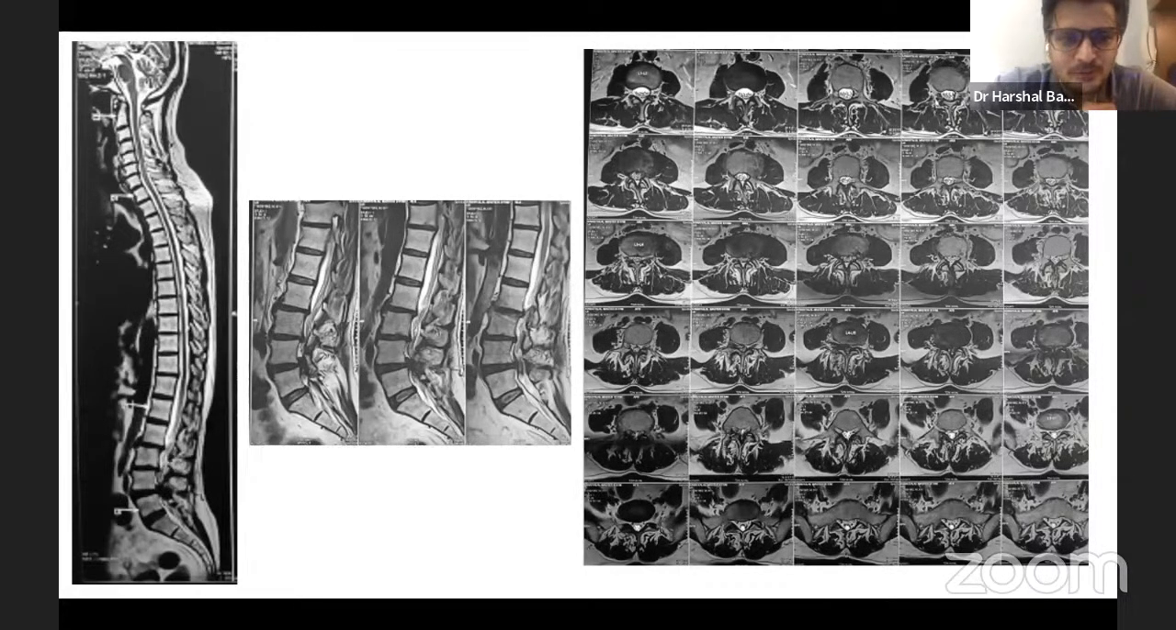I would tend to fuse it because he's a 60-year-old, and 60 for me is still young if his demands are as much. But if he's a laid back, heavy kind of guy who's not having a lot of demands, then I might not. But in this case, because of the lateral listhesis, vacuum sign present, there's a retrolisthesis, developing degenerative scoliosis, I think these points go in favor of fixation.